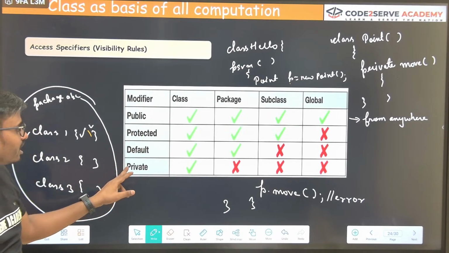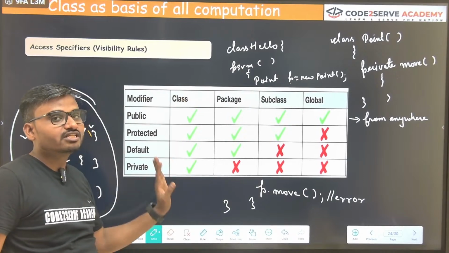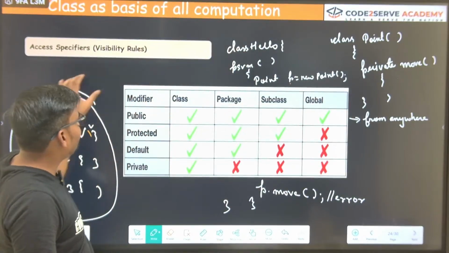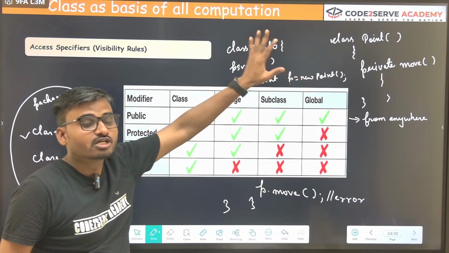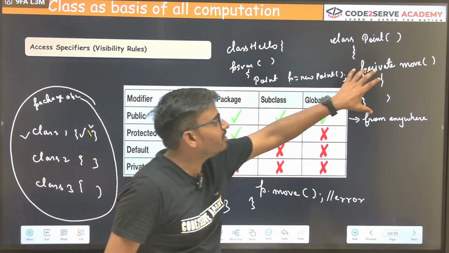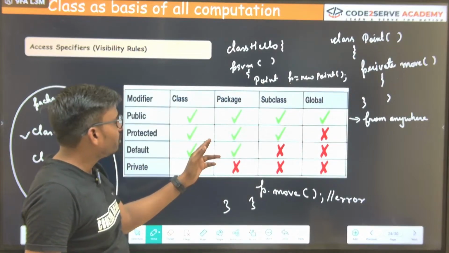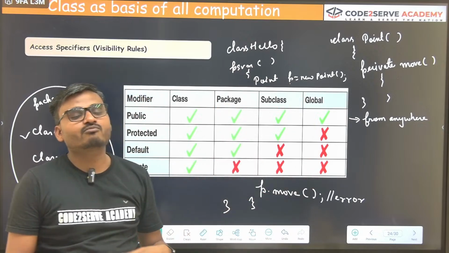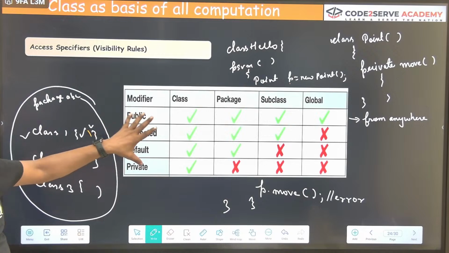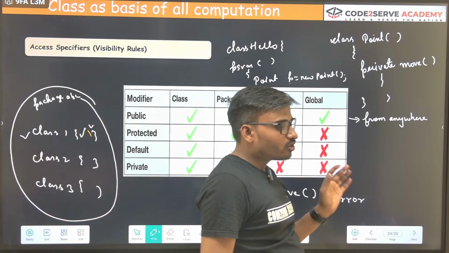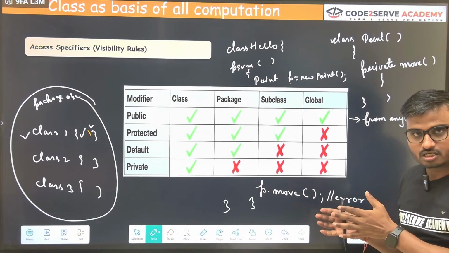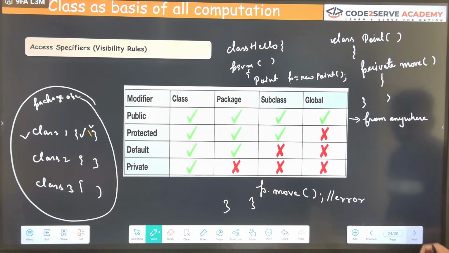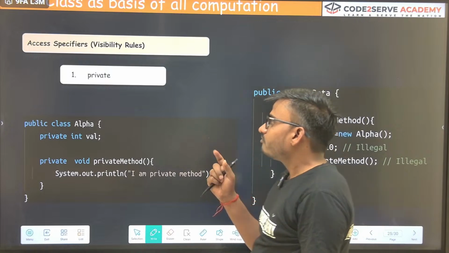Here it is shown that private can be accessed only within the same class. Suppose this is a separate class, also present in the ABC package, then also you cannot access it. You can only access the private method inside that class. Outside, not allowed. From the same package, not allowed. From the subclass, not allowed. Globally, that is from anywhere, not allowed. So you have to keep these things in mind. Based on how you want to protect your method, you can use the different types of access specifier that you have.